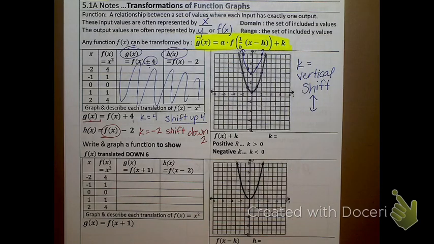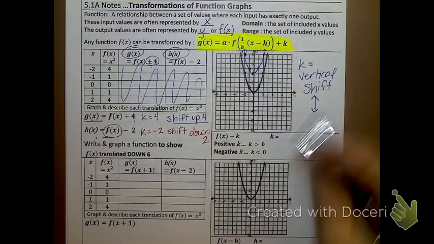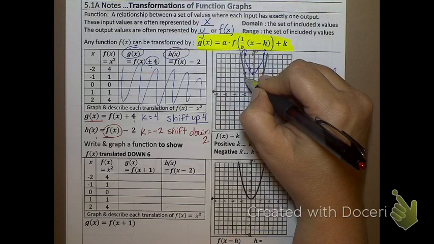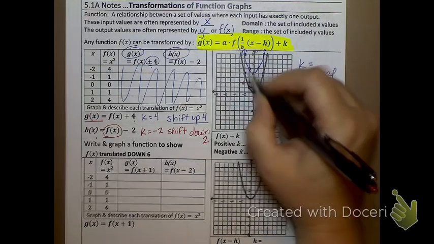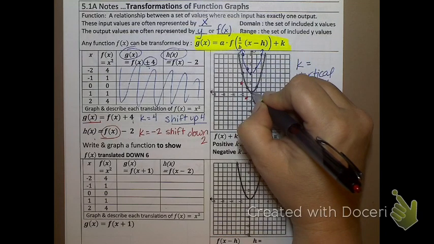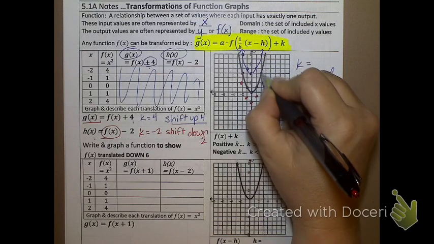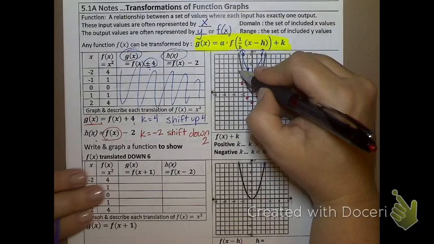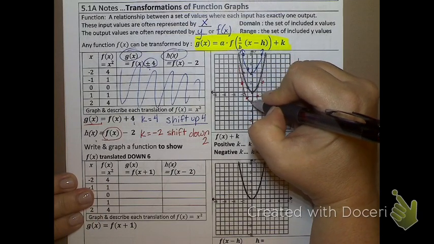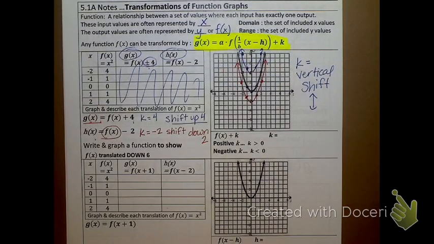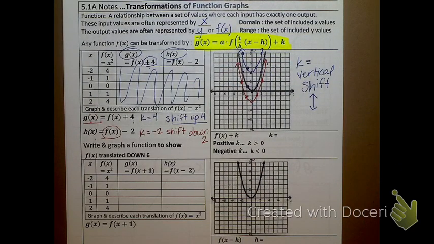And now I'm doing the red one. This one's going to be named what? H of x. So going back to my original points on that original graph, I'm going to take each one and simply go down 2, down 2, down 2, down 2, down 2, and draw it in. And there's my graph shifted down 2. So?